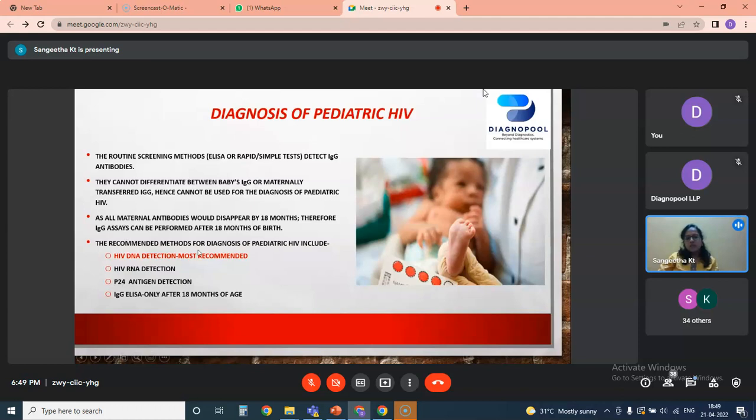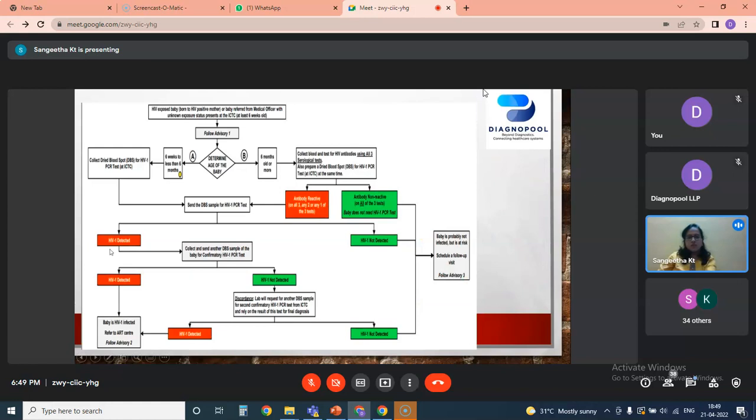So the recommended methods for pediatric HIV are HIV DNA detection, which is the most recommended method. HIV RNA detection can also be done, as well as P24 antigen detection, and IgG ELISA only after 18 months of age. So this is the protocol recommended by NACO: when you have a baby, you determine the age, and if it is less than 18 months, starting from 6 weeks, you can collect a dried blood spot for HIV DNA.